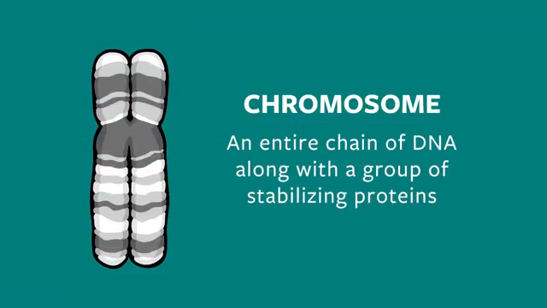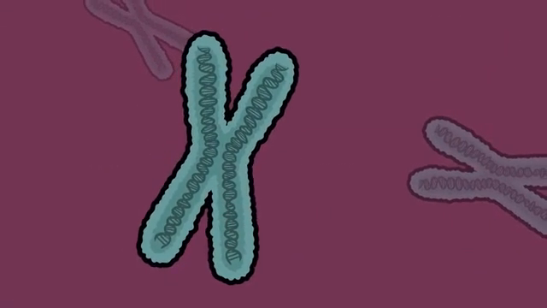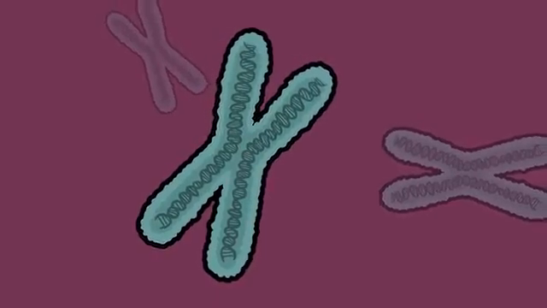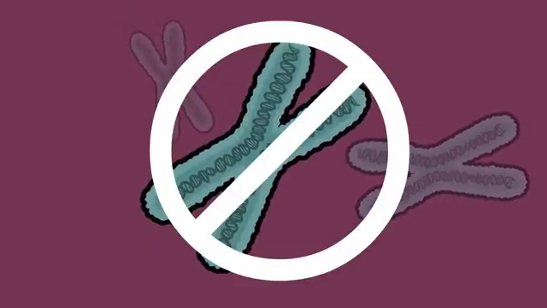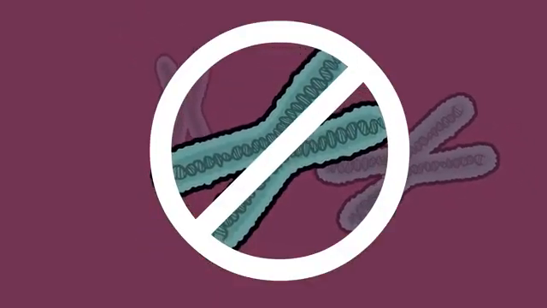A chromosome is an entire chain of DNA along with a group of stabilizing proteins. You may have seen images showing DNA trapped inside a chromosome, sort of like this. This is not how chromosomes hold their DNA.